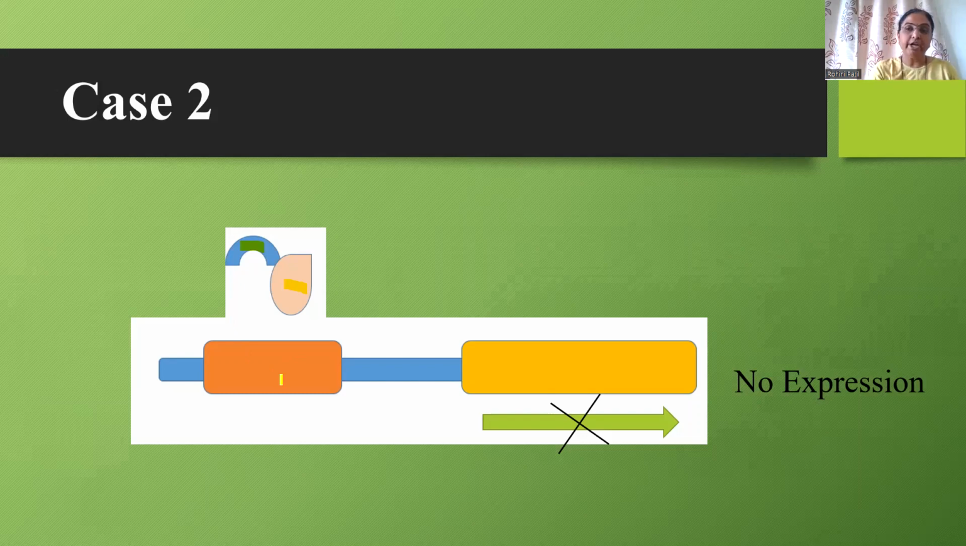What is the function of the DNA binding domain? Its function is to recognize a specific gene and bind at that particular gene. But here in case 2, what is missing? The DNA binding domain is missing, so there will be no expression.